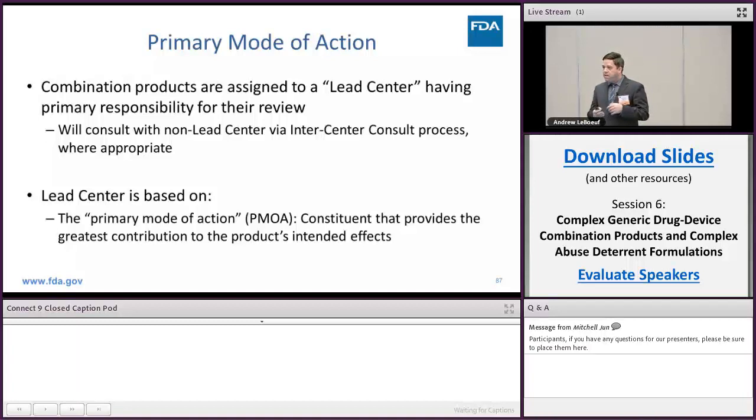And based on that, center review and assignment will take place. However, that doesn't mean that the center reviews it in a silo. We often collaborate and coordinate with the non-lead constituent center to review the product for approval.